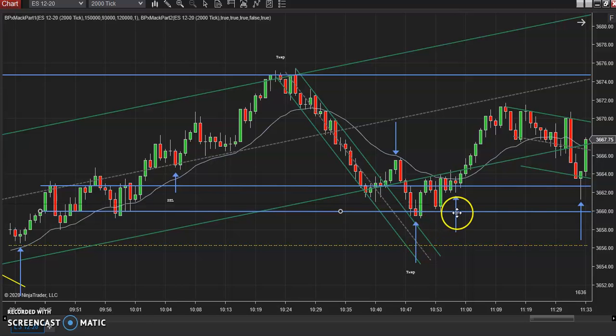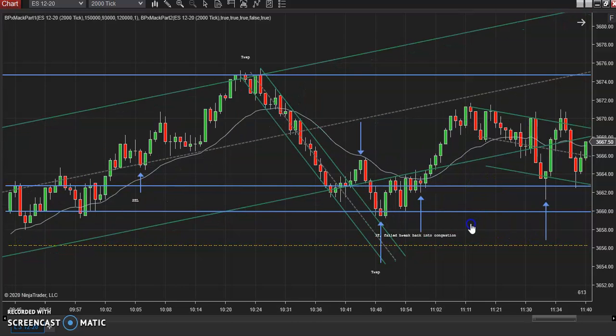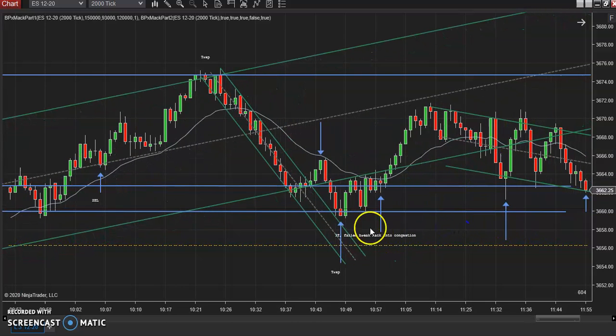And then why did I mark this? First entry. Okay, yeah, I marked this because this is a triple test, and it's like a failed break back into congestion. And that's why I like that. Also, your signal would be above the EMA, so I don't know. I just like that entry. It also looks like it's almost like a failed second entry short.